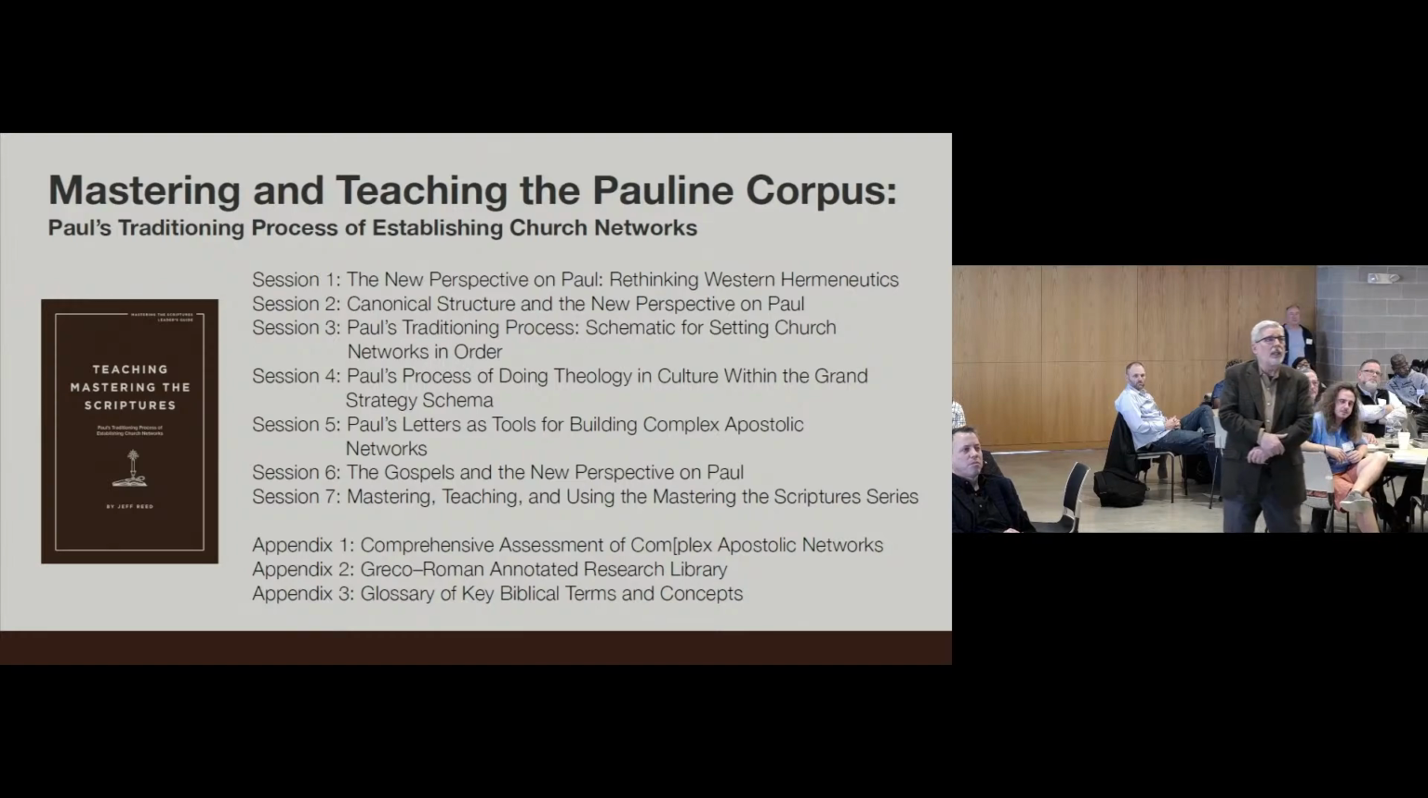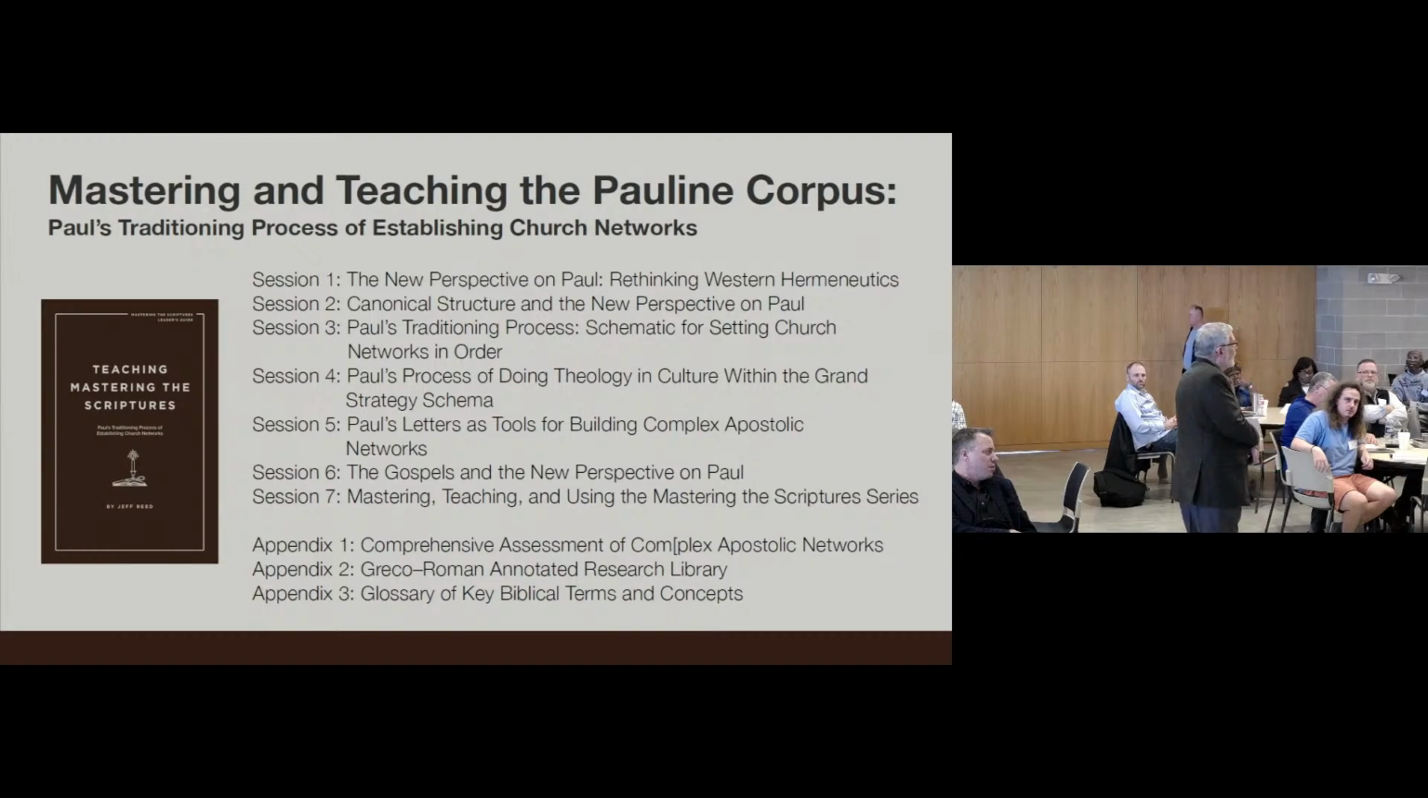Then the Gospels and the new perspective on Paul. We say, okay, how do the Gospels fit? Everybody thinks you read the Gospels first. You're supposed to study them first. And let's start with Matthew. Well, okay, let's look at the Gospels outside of their context, outside of their intended purpose. Let's take the hardest one, Matthew, and study it first.